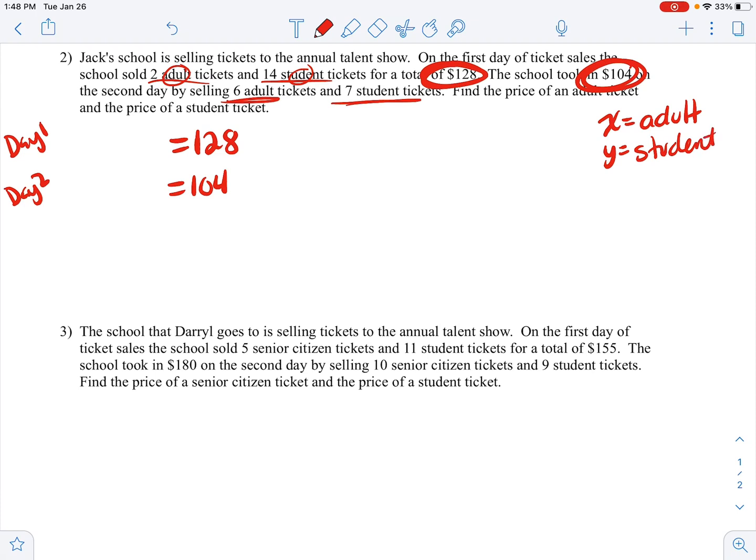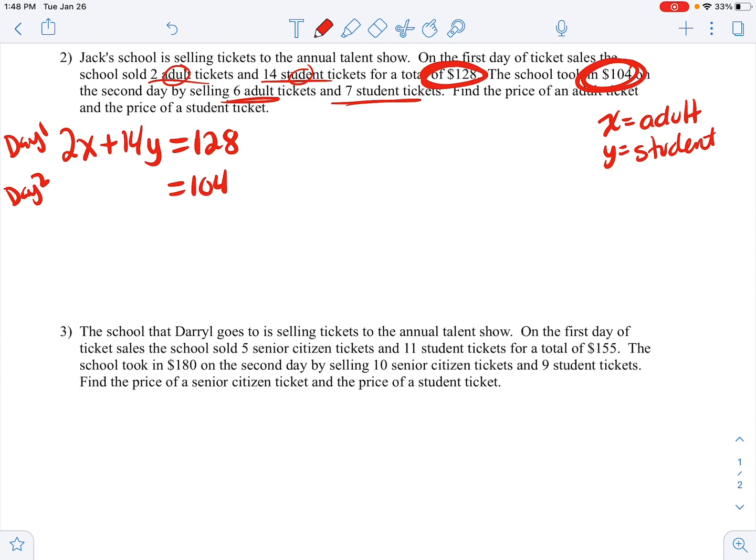So if I'm selling both of them, I'm going to add them together. Now, how many adult tickets did we sell on day 1? We sold 2, so 2 goes in front of the X. How many student tickets did we sell on day 1? 14, that goes in front of the Y.